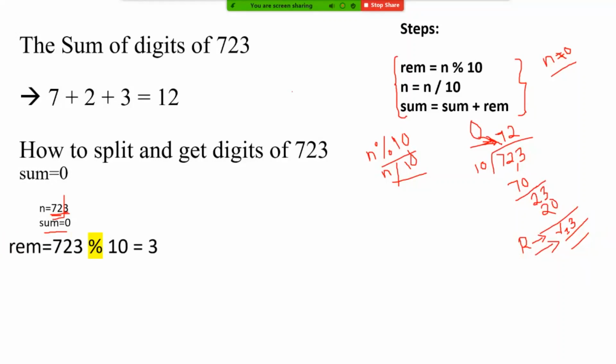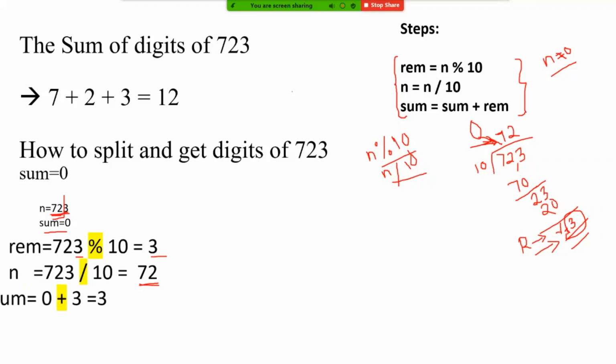So 723 mod 10, as I told, if you find 723 mod 10, you will be able to extract the last digit, which is 3, right? We already found it here. You will be able to extract the last digit as the remainder. Now, 723 by 10, when you divide, you will be able to get the remaining digits. So we removed only the last digit. The remaining digits are 72. That's why I kept it highlighted. Here we are finding mod. So you got 3. When you divide, you got 72.